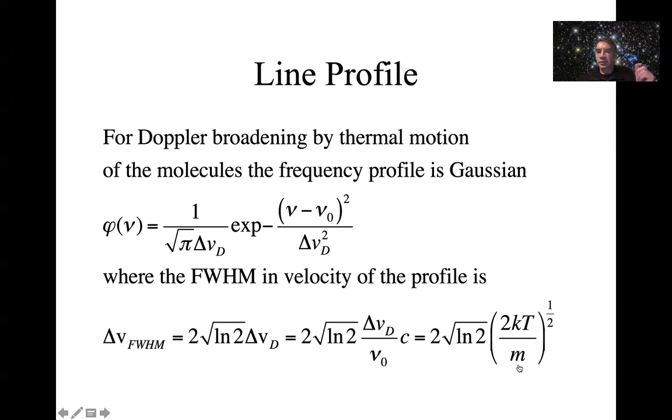It's also a function of the mass of the individual atom or molecule involved. K is the Boltzmann constant. Okay, so if we had pure thermal broadening, you can see as the temperature increases, the particles move around faster, and therefore the width of the line would get bigger. Okay.